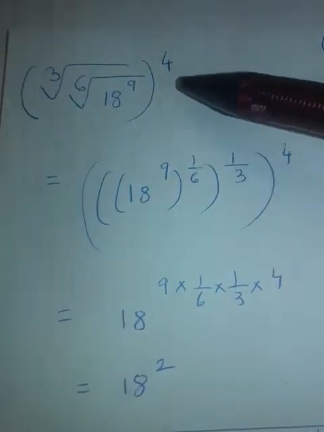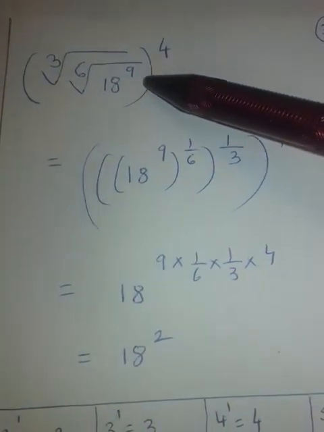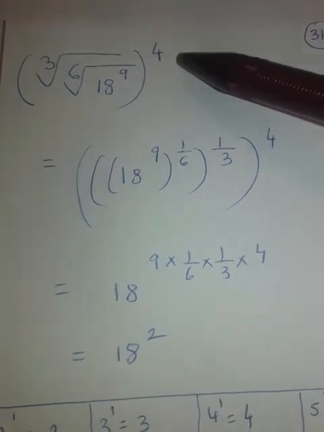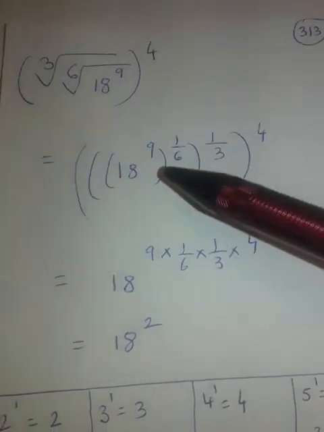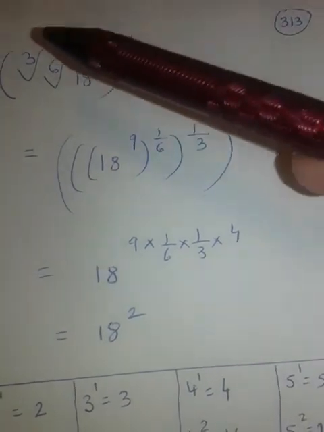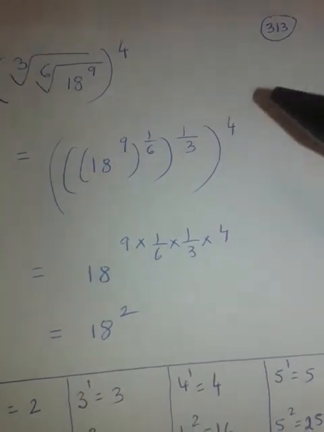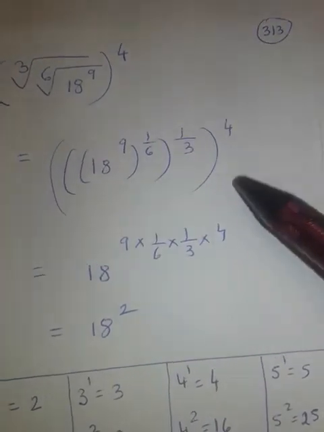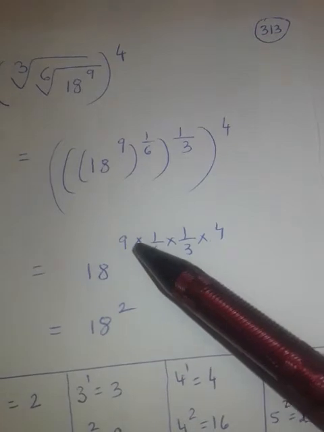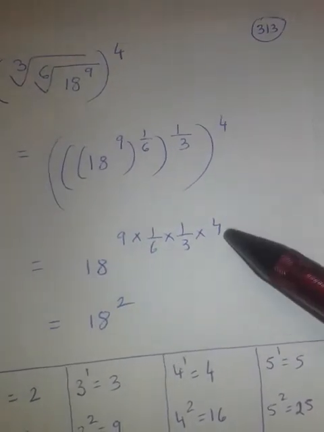Next example. Cube root of 6th root of 18 raised to 9 bracket raised to 4. So how we will express it? 18 raised to 9, 6th root means raised to 1 by 6, 3rd root means raised to 1 by 3, 4 as it is. Since there are brackets, we have to take product of indices. 9 into 1 upon 6 into 1 upon 3 into 4.